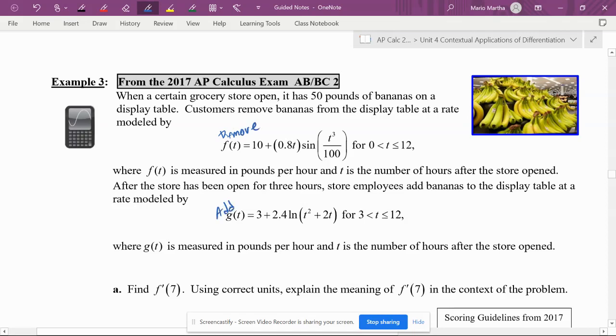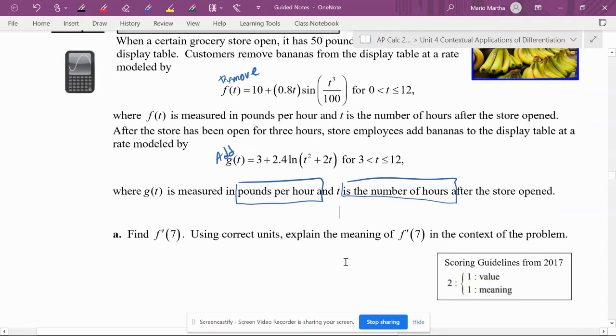All right. So I'm just adding a little bit of notes. g of t is measured in pounds per hour. All right. So pounds per hour. And t is the number of hours after the store opened. So find f prime at 7 using correct units. Explain the meaning of f prime of 7 in the context of the problem.